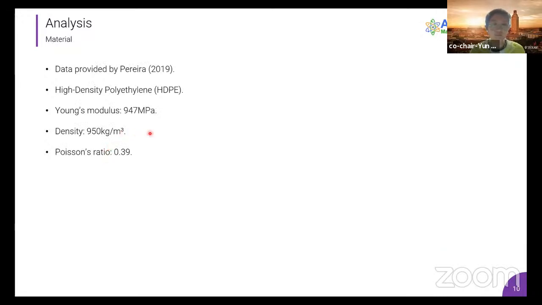As only simulated experiments were conducted, we used the properties of a high-density polyethylene that were provided by Pereira et al., Pereira 2019, who is a doctoral student of our research group. The Young's modulus was 947 megapascals, density of 950 kilograms per cubic meter, and Poisson's ratio of 0.39.